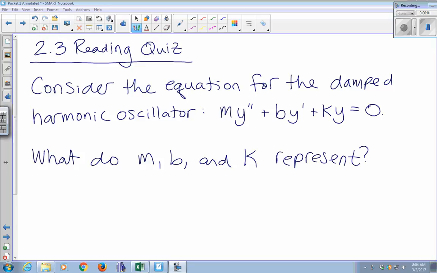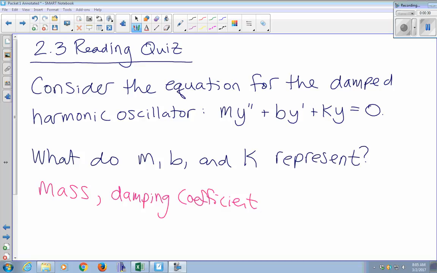We have the second order differential equation that represents the damped harmonic oscillator: my double prime plus by prime plus ky equals 0. What do m, b, and k represent? M, mass. What's b represent? Yep, the damping coefficient. And what's k? The spring constant, yeah.